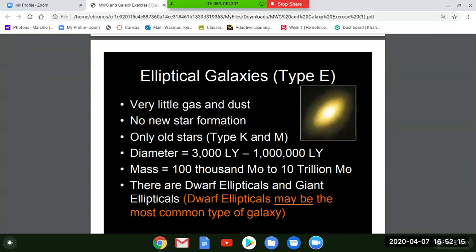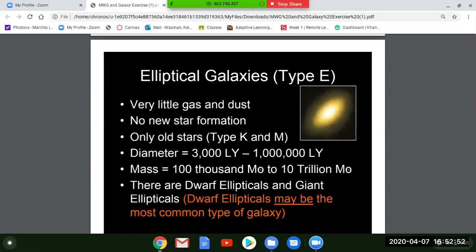Diameter, they could be very small, only 3,000 light years across, which is a fraction of the Milky Way galaxy. They could also be 5 or 6 times as big as the Milky Way in diameter. So they can be very small, they can be very big. Here's the main thing I want you to know. There are big ones, the giant ellipticals, but there are also a lot of dwarf ellipticals, a lot of small ones. Write that down. Dwarf ellipticals may be the most common type of galaxy because they're small.